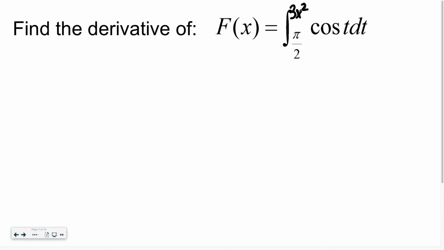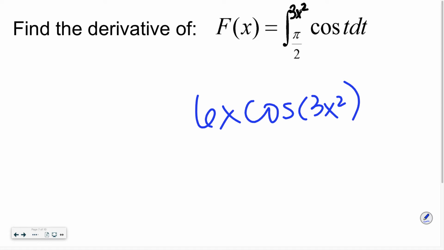All right, easy. What'd you get? Cosine 3x squared times 6x. Do you agree? For sure. Okay, so that's the second fundamental theorem of calculus. Like, that's all it is.